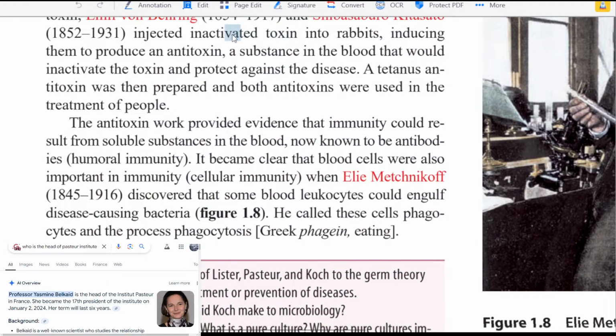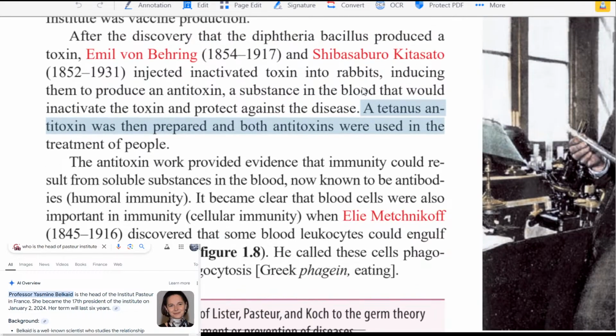I don't know how they inactivated the toxins. Maybe by heating it, if the toxin has a protein or organic structure that could be disturbed by heating, or maybe some chemicals inactivated it. So they put it into the rabbits so they could get the antitoxins. A tetanus antitoxin was prepared, and both antitoxins were used in the treatment of people. So Behring and Kitasato produced antitoxins for which bacteria? The diphtheria bacillus, right? And tetanus.